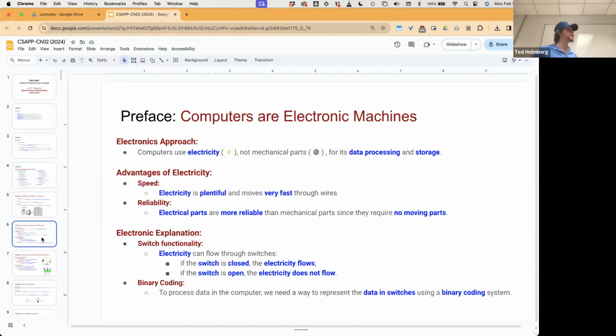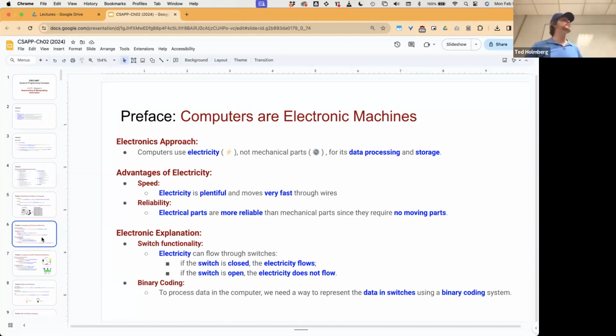So the first thing that we should really state then is that computers are electronic machines. What does that mean? What's an electronics approach? Computers use electricity. Seems obvious, but we're going to go there. They're not mechanical. That's the important part. You think mechanical, you think gears. You think of physical mechanical operations. We don't use mechanical operations on computers in order to capture our data processing and our storage.